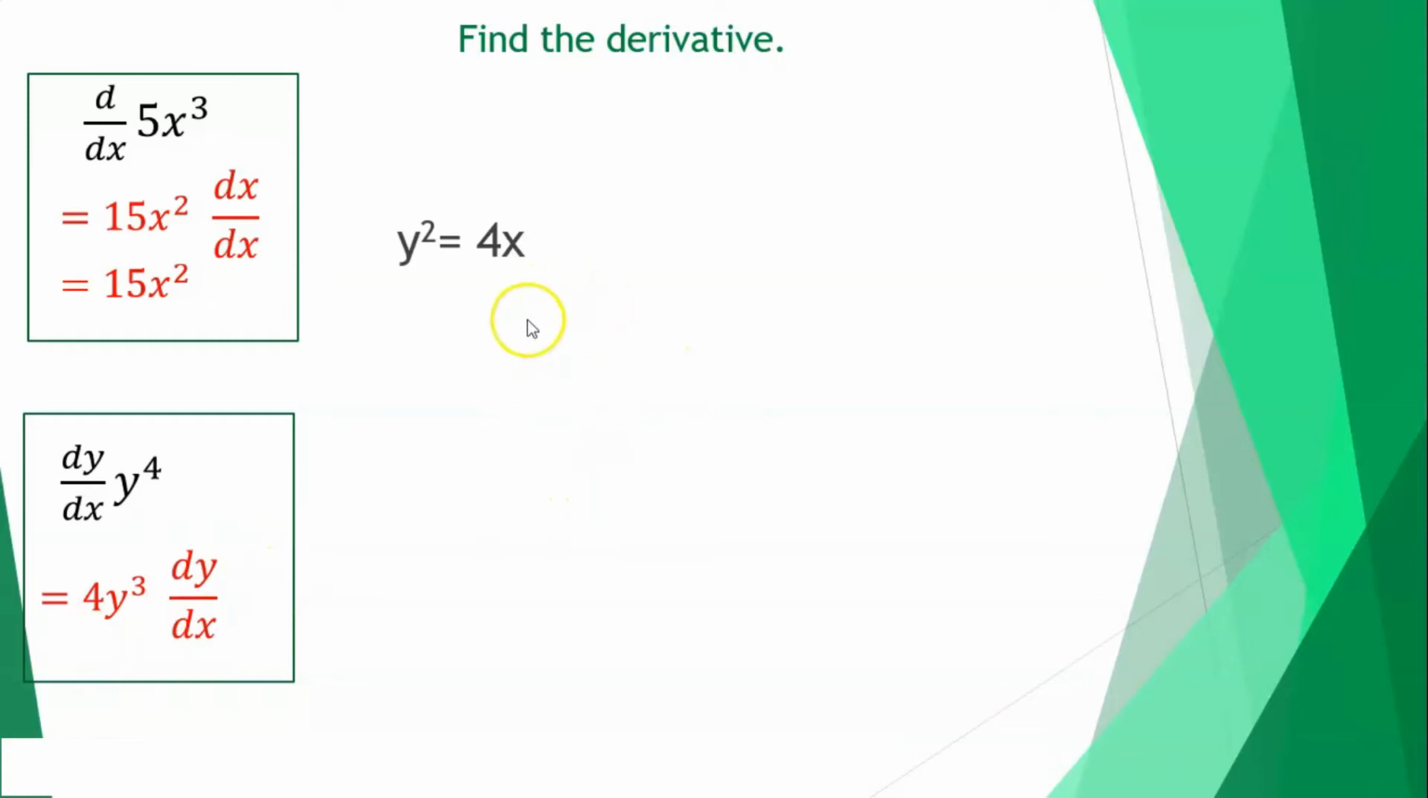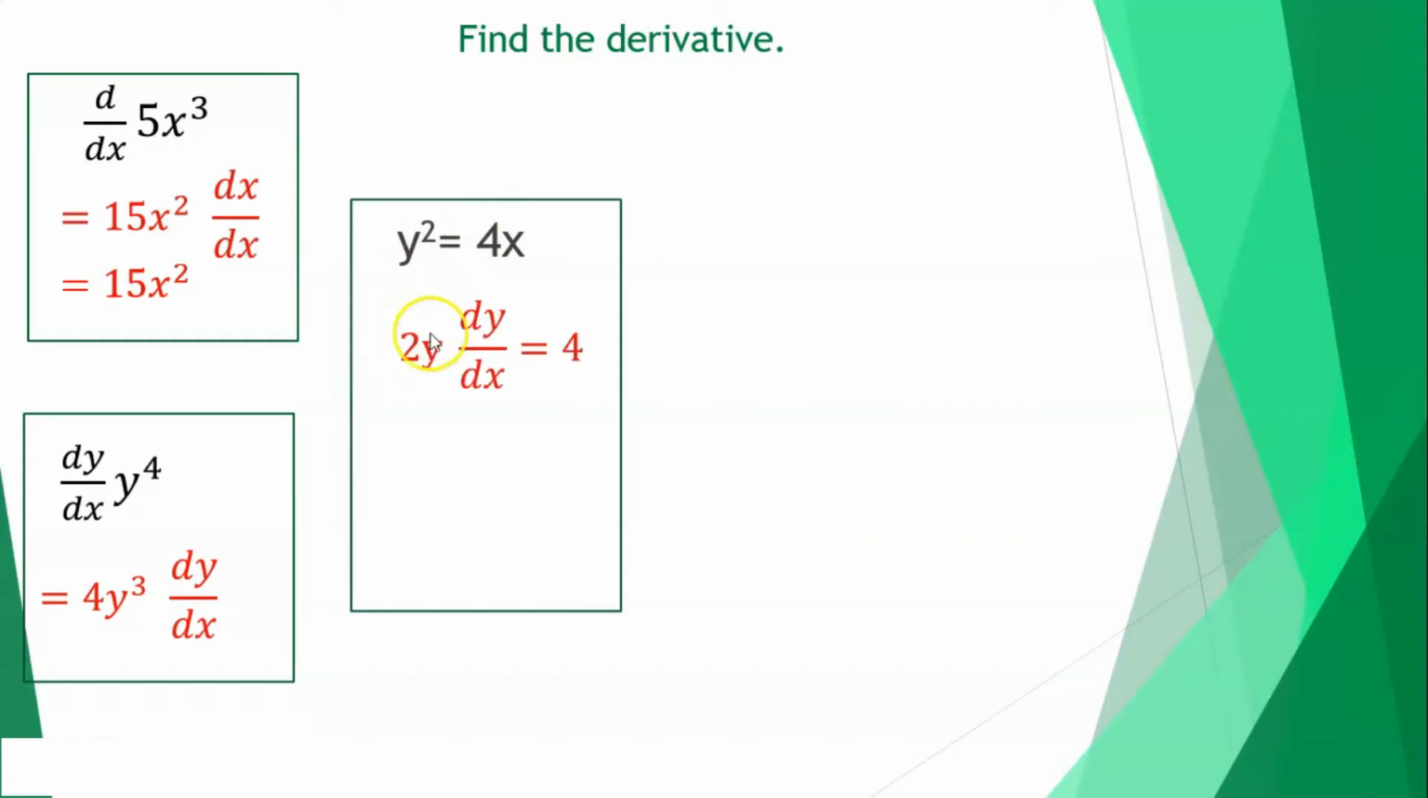Another. Given y squared is equal to 4x, we'll get the derivative of y squared and 4x. The derivative of y squared is 2y dy/dx, then the derivative of 4x is 4 dx/dx, or simply 4. Now, dividing both sides by 2y, we end up with 4 over 2y, and the simplified answer here would be 2 over y.